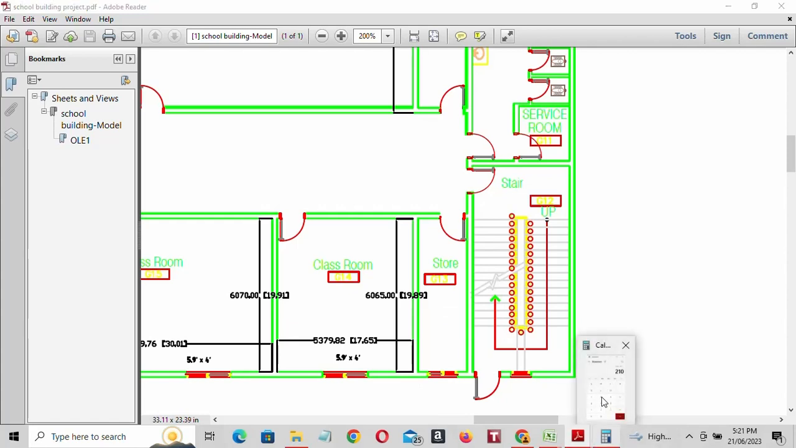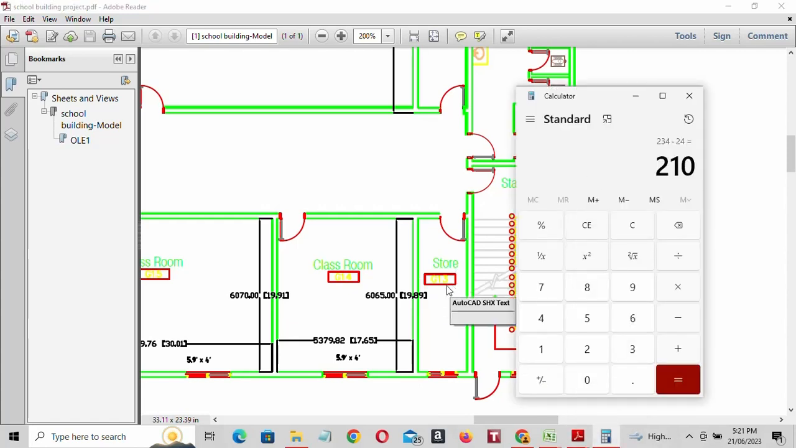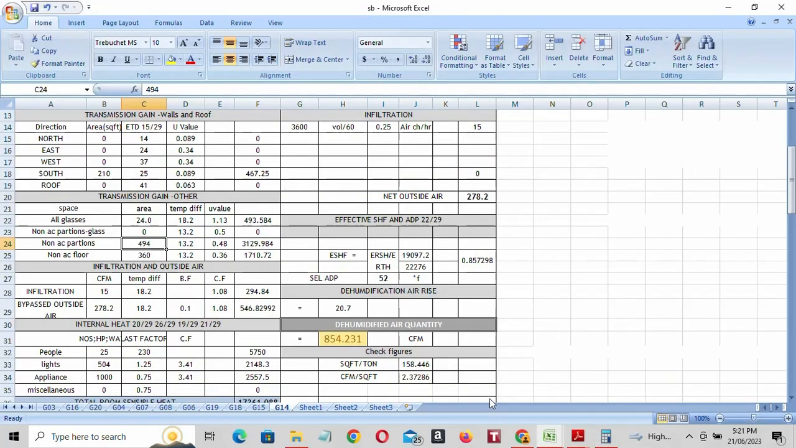See here, this area is non-AC, so you take 20 feet, 20 into height 13, so 260, and this area is also non-AC. So 18 into height 13 is 234, plus we got here 260. So you get 494 total, okay. So 494 is the non-AC partition area.